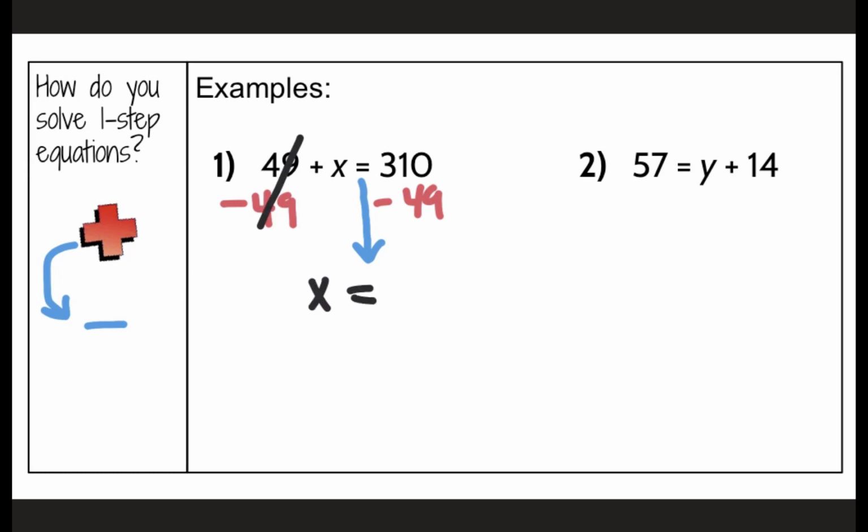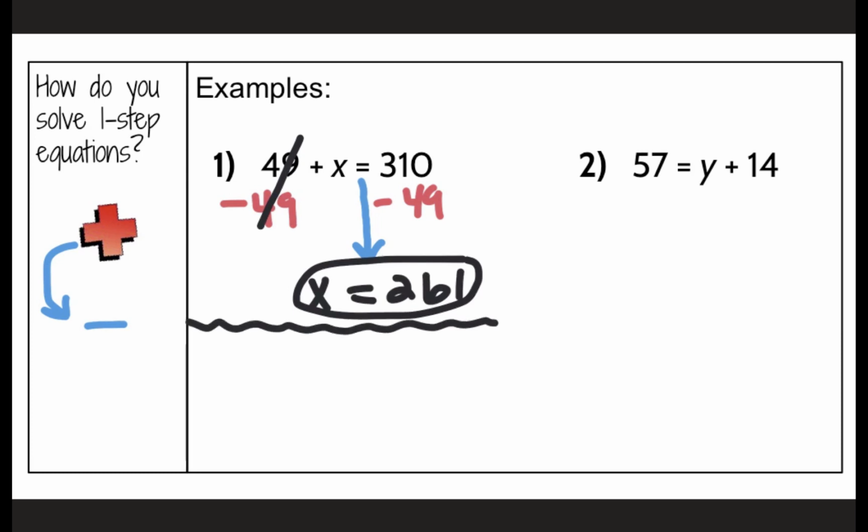Here is a great moment for me to pause and say, if you don't have a calculator in front of you, go get one. 310 minus 49, that's going to give us 261. Now, before we go, woohoo, we're done, we want to make sure that we solve correctly. So we're going to use substitution. We're going to take our value for x and we're going to plug it into our expression to see when we solve if we actually get 310.